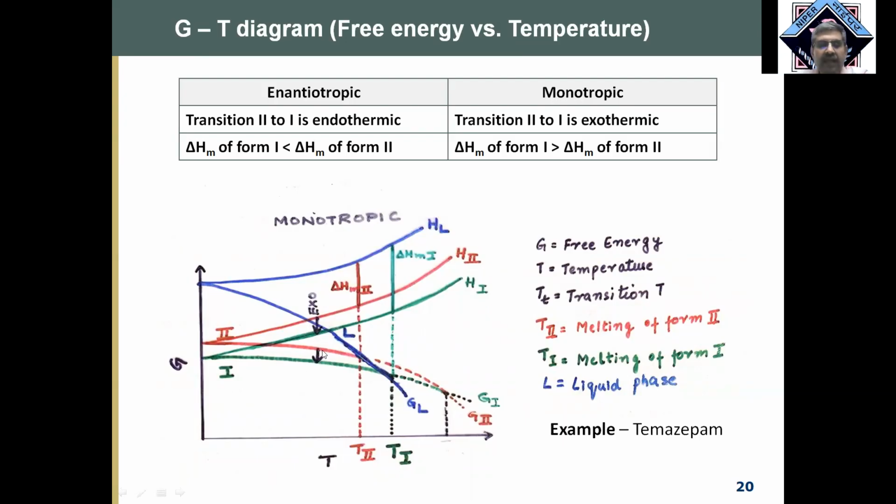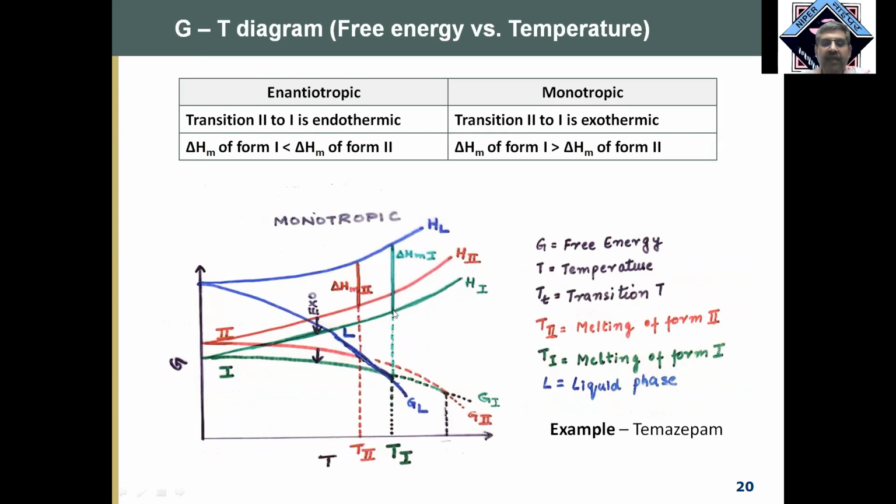Now here, if we look at the transition from the higher energy form to the lower energy form, then we can see it is happening from form 2 to form 1. And if we look at the enthalpy change involved, we are coming from a higher enthalpy to a lower enthalpy, which means there will be release of energy and hence it is going to be an exothermic change.